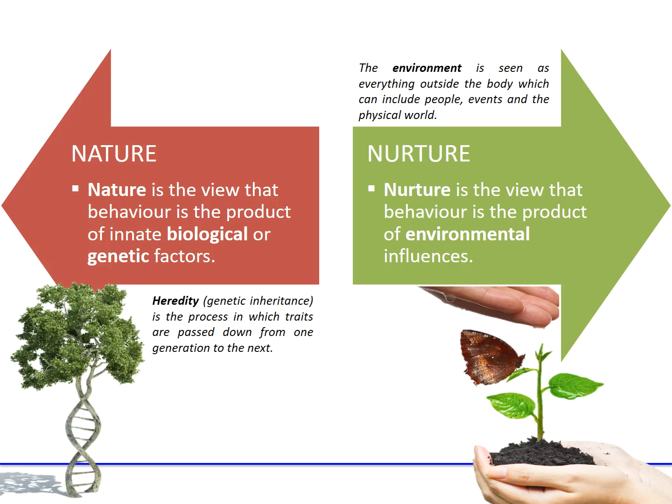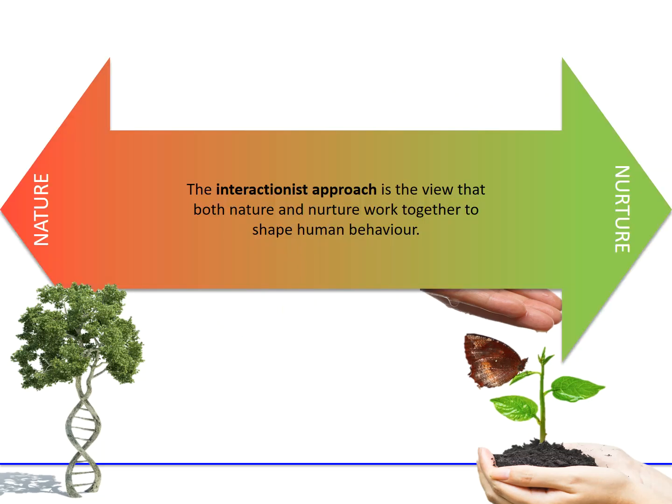But what's becoming more and more important, as you're going to see on the screen now, is this idea that actually these 2 things interact. Most behaviours, characteristics or traits are not the product of nature or nurture, but in reality it's actually a combination of the 2 factors working together, and that's what's known as an interactionist approach. And the interactionist approach is the view that both nature and nurture somehow work together to shape human behaviour, and that's what psychologists are becoming more and more interested in.